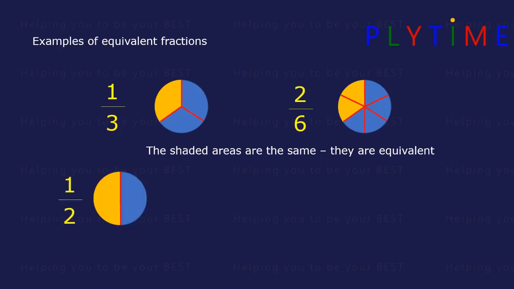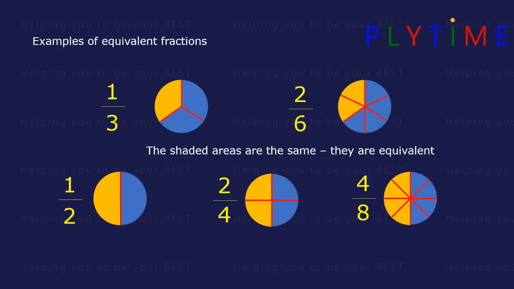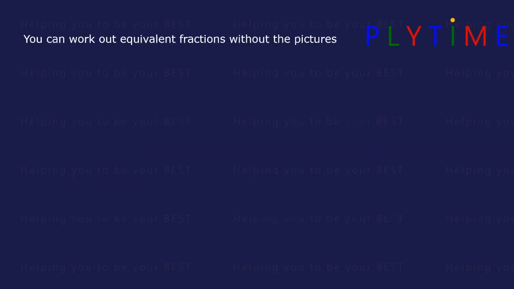1/2, 1 part out of 2. 2/4, 2 parts out of 4. 4/8, 4 parts out of 8. The shaded areas are all the same. They are equivalent. These are equivalent fractions. You can work out equivalent fractions without the pictures.